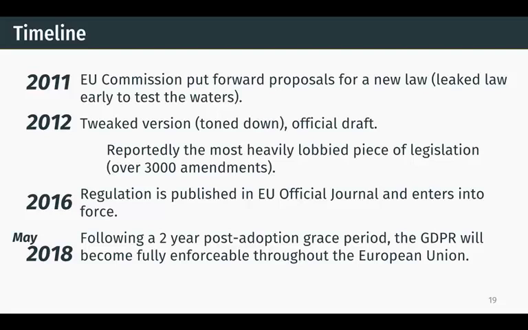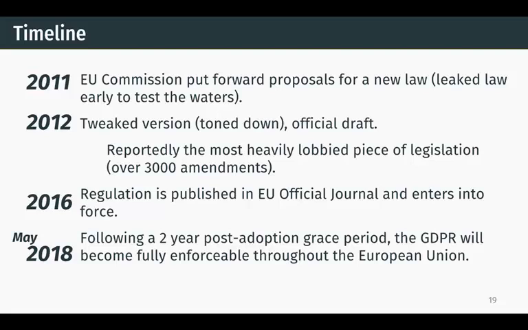We are currently in a 2-year post-adoption period, so the GDPR is adopted. We are in a 2-year grace period currently. So people who are just waking up now and realizing that they need to implement stuff can't complain too much about not being given the time to put things into place.